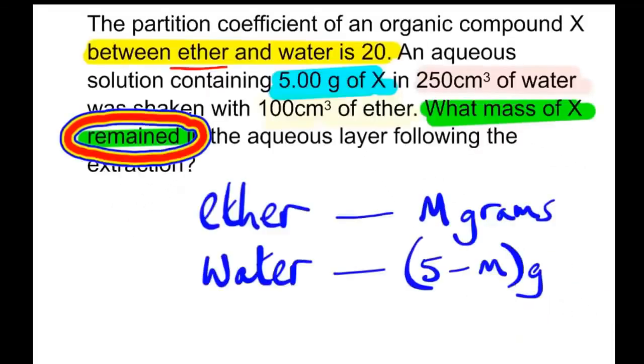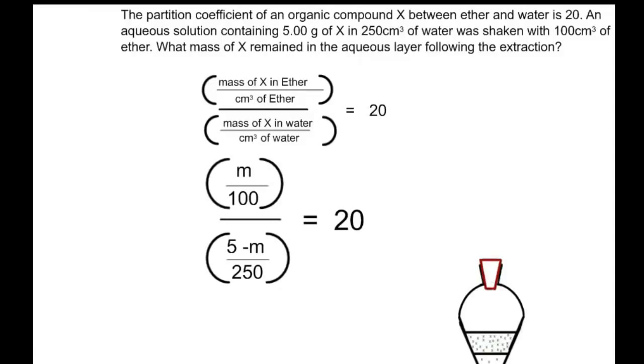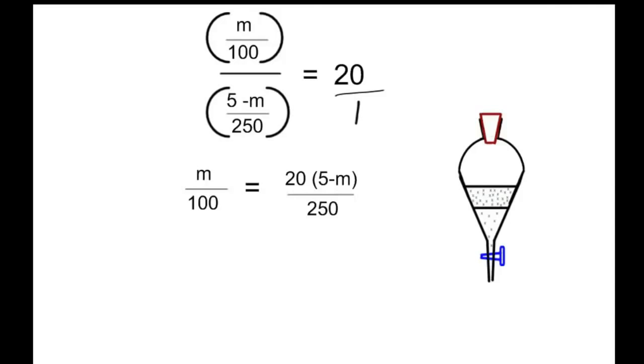So if you've noted the volumes of the two liquids, 250 cubic centimeters of water and 100 cubic centimeters of ether, let's put those values in. I've elected that the mass extracted into the ether be m, and 5 minus m the mass then left in the water. I put in the volumes of the two liquids, and the partition coefficient is 20. So cross multiply again. m over 50 times 1 is equal to 20 times 5 minus m over 250.